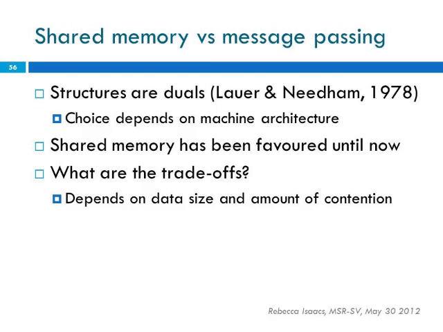Shared memory versus message passing. There's a very famous paper from 1978 by Lauer and Needham, and they argue that although message passing and shared memory are duals, and we saw an example of this with Mark yesterday, in fact the choice of one model over another depends upon the machine architecture. That's a very insightful comment given the way architecture is evolving today. Shared memory has been favoured up until now, but there are certain trade-offs that depend upon the size of the data being shared and how much contention there is.